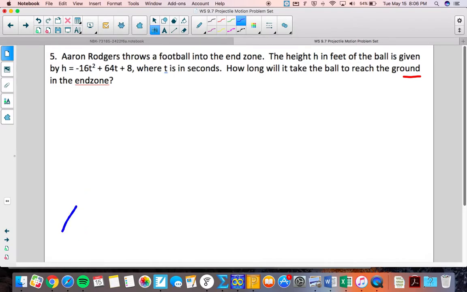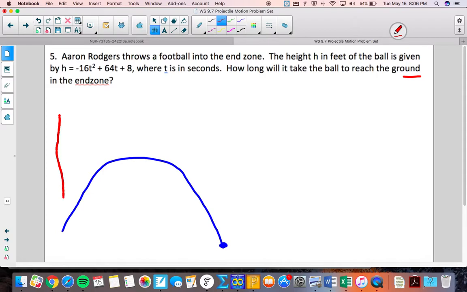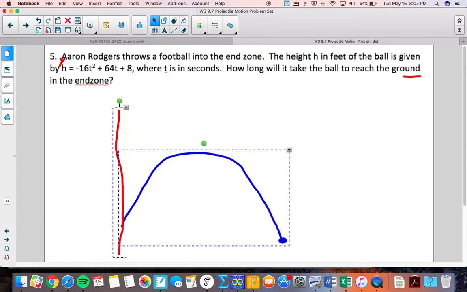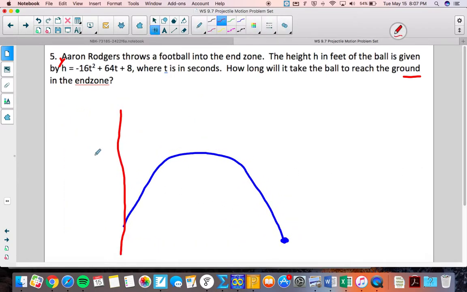So the ball goes up, and the ball comes down. Boom. When does it reach the ground? So, in place of our common y value, we have h for height. So we can label the y-axis as height of the football. Height, and this is in feet.